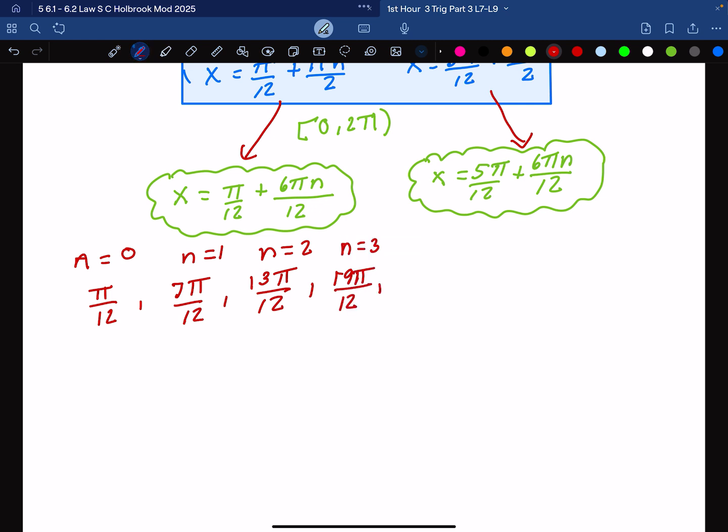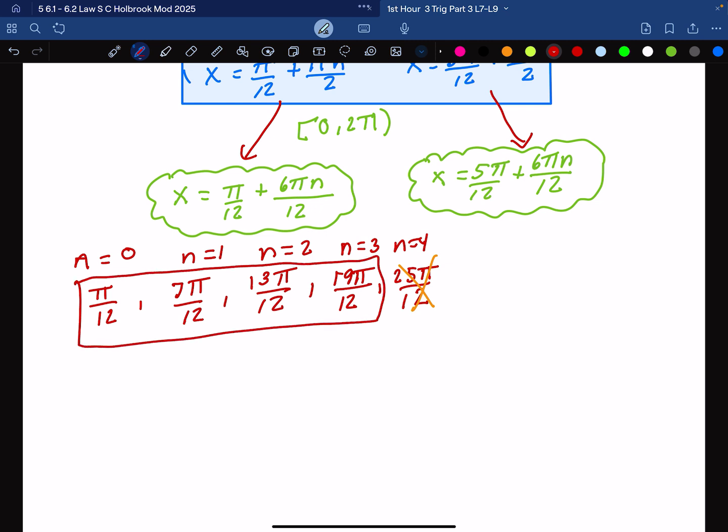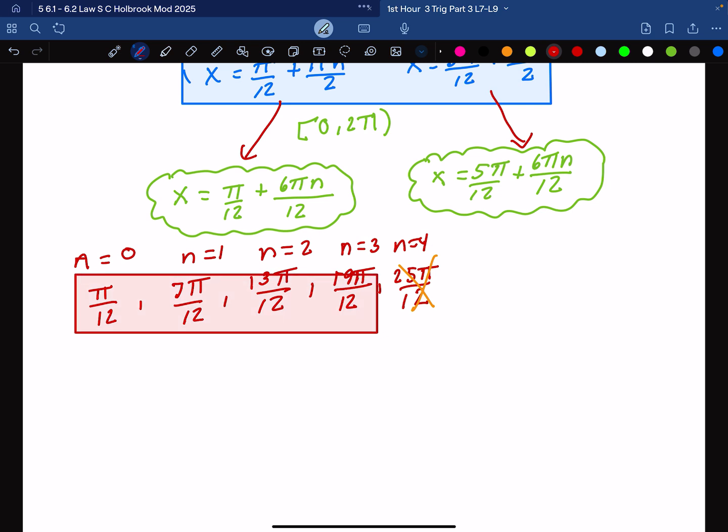And then let's do n equals 4. That one's still good, since 19 divided by 12 is still less than 2. So 4 on top, you get 24 plus 1, and you get 25 pi over 12. Now, wait a minute. When I take 25 divided by 12, I get 2 with a remainder, which tells me right away I am outside of the range. So I am only going to include these for this solution. And there you have the first set of solutions.